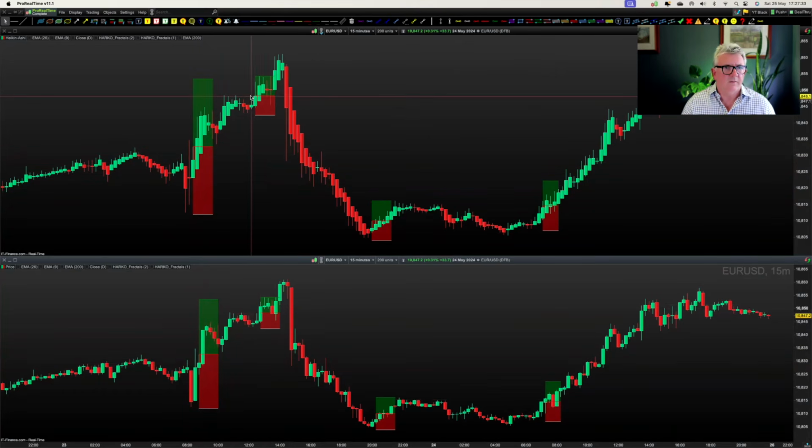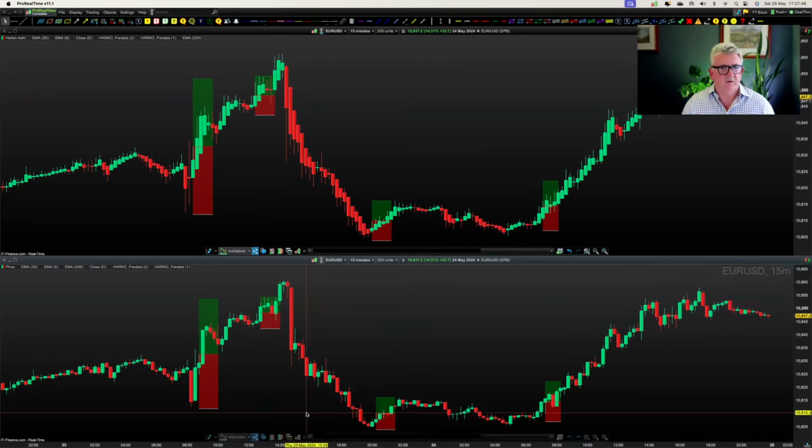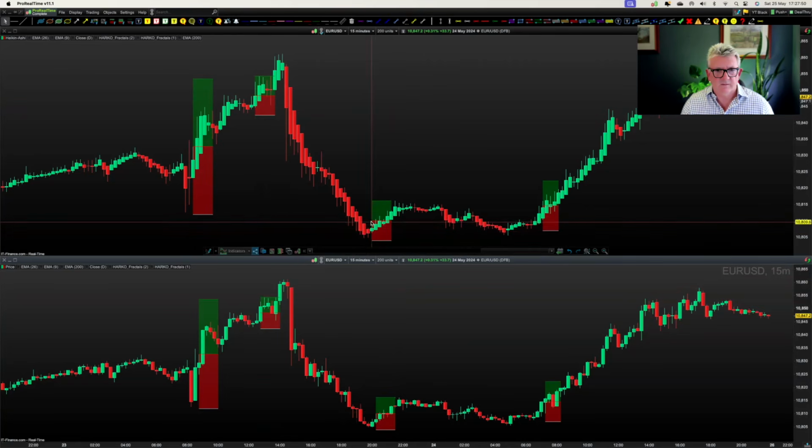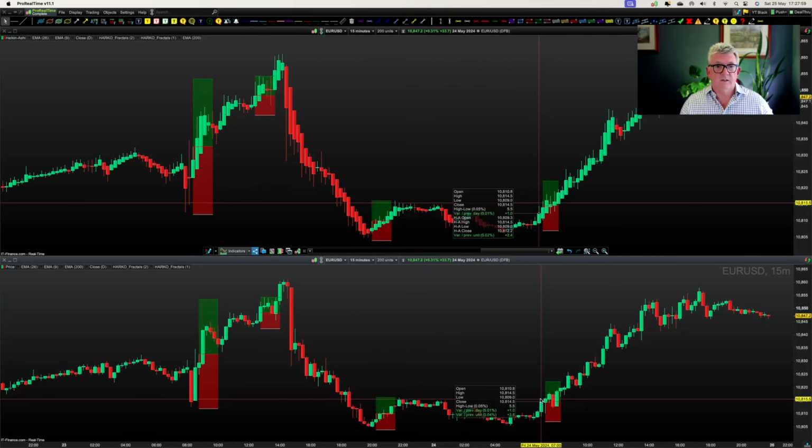A nice pullback here on the Heikin Ashi with a nice green candle. Nothing to see here on the normal candles. We had an indecision candle here, a doji candle here, another indecision candle here, nothing to see. On Heikin Ashi, a trade was still on. Heikin Ashi reversal here, nice trade, nothing on the normal candles. Heikin Ashi reversal here, nothing. So Heikin Ashi candles, very, very powerful.